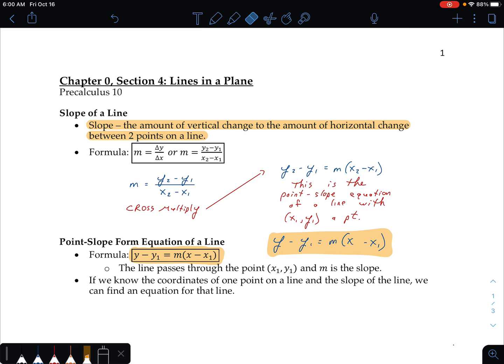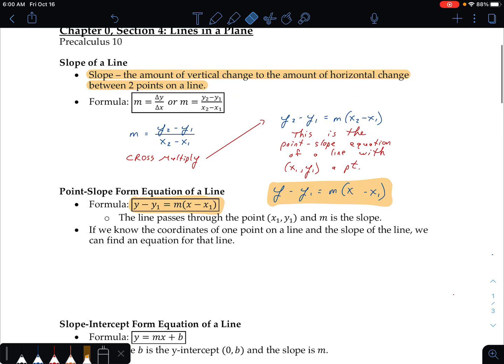Our point slope form of a line is really just the cross multiplication of our definition of slope. And this is where the line passes through the point x1, y1, and the slope is always m.